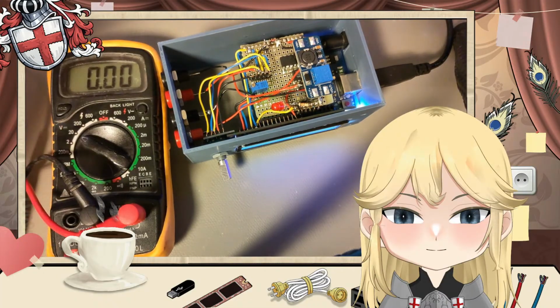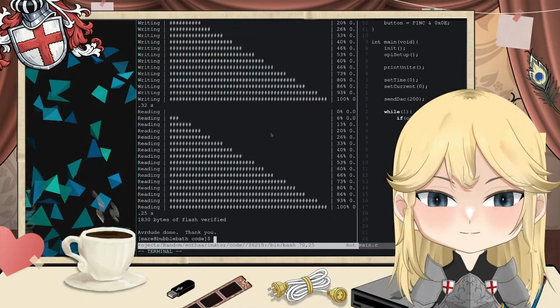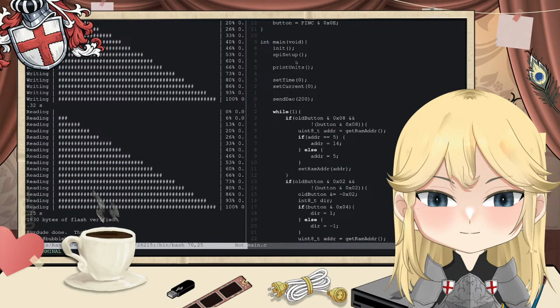We found the error. The error was, funnily enough, we did the SPI setup down here right before we sent the actual values. So, as you can imagine, that created a problem because the DAC didn't have enough time to start up and actually recognize the SPI command.